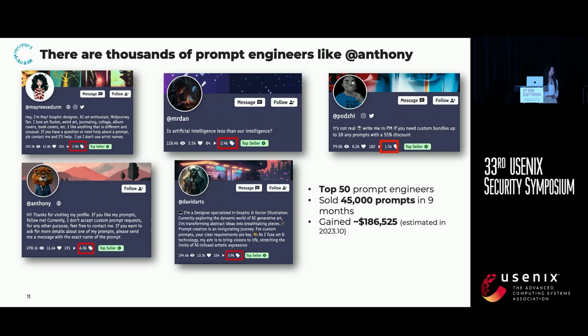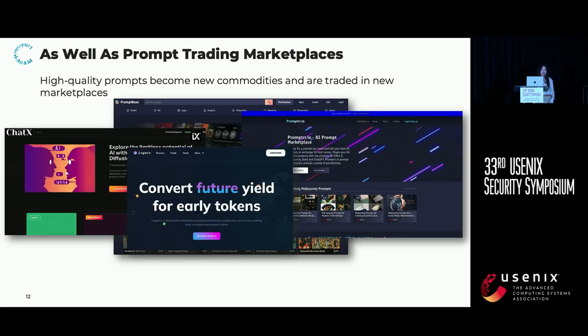So there are thousands of prompt engineers like Anthony right now. Based on our estimation, the top 50 prompt engineers have already sold out 45,000 prompts in 9 months. And in total, it corresponds to $187,000. So there are also lots of prompt marketplaces that have appeared.